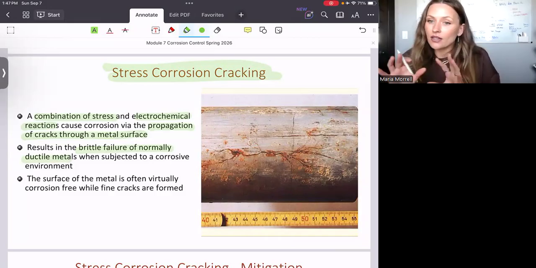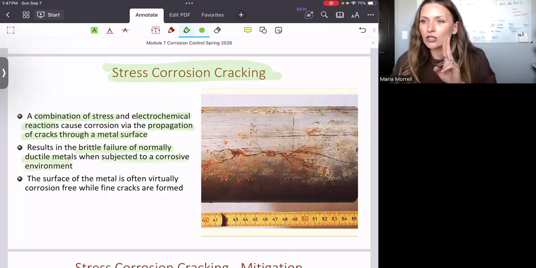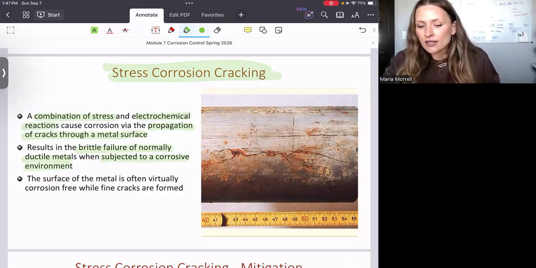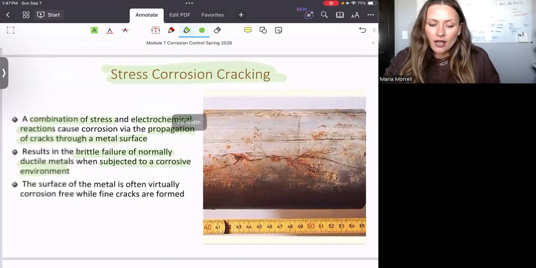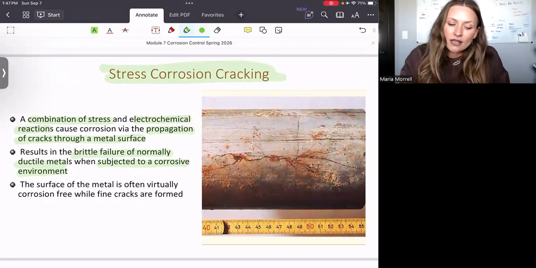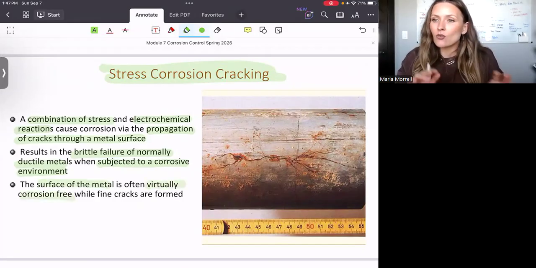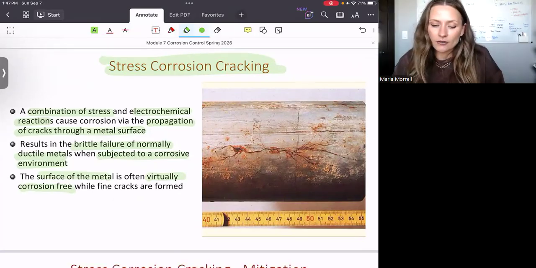So we have, when subjected to a corrosive environment, keep in mind you need two, right? You need tensile stress and you need the corrosive environment. And here's an example of what it may typically look like, right? This is actually an example of stress corrosion cracking. Often, you may see that the surface of the metal can be virtually corrosion free and you will just see these cracks. This will also be stress corrosion cracking.